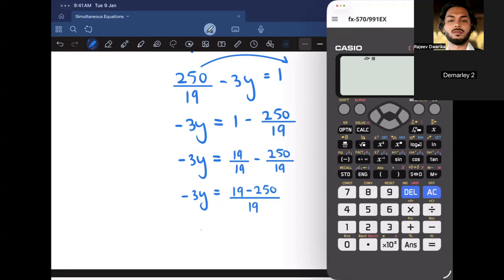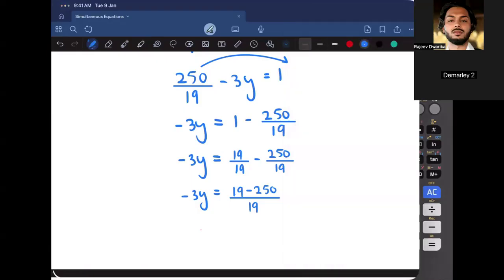Because watch this. On most calculators, you can't put in fractions, but on a Casio, you can. Watch. So I could put 19 over 19, minus 250 over 19, exactly how I've seen it. And I'll get the answer there: minus 231 over 19. So 19 minus 250 gives minus 231 all over 19.